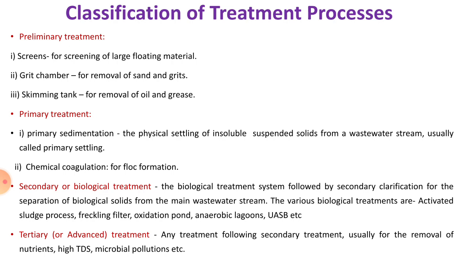But how do we classify the treatment processes? The classification is basically based on four types. First is preliminary treatment, second is primary treatment, third is secondary or biological treatment, and the fourth is tertiary or advanced treatment. Now let us see what is meant by preliminary treatment.